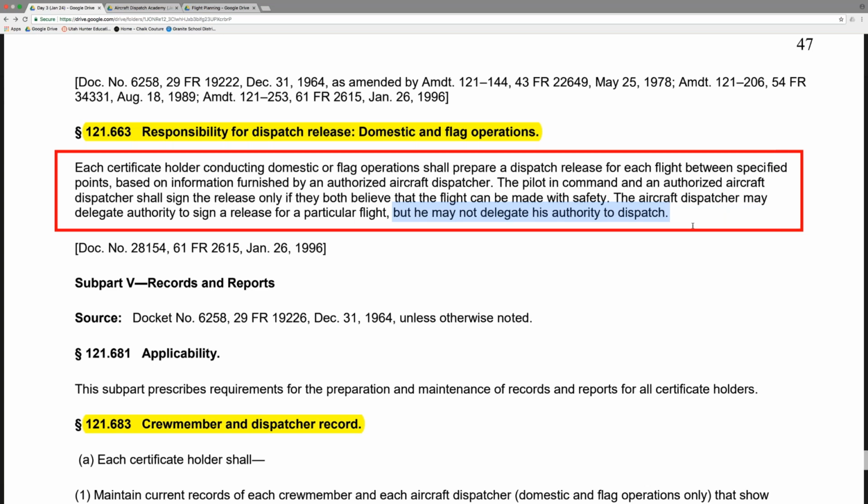Exactly, and I don't know if you guys remember me talking about the bowling alley accident, right? Where the dispatcher's like, well, the weather looks like a bowling alley, so if you're going to land, expedite it.